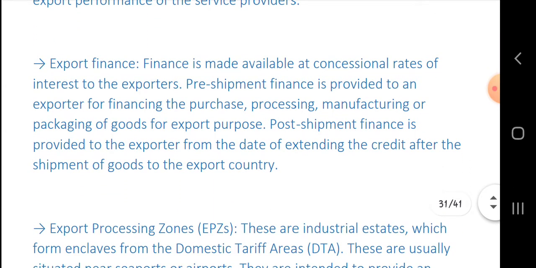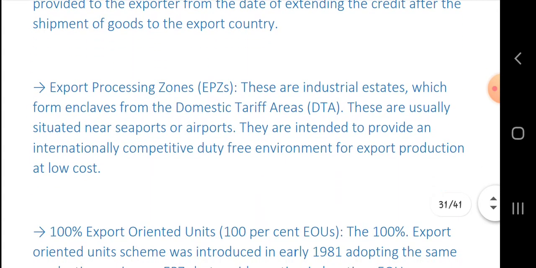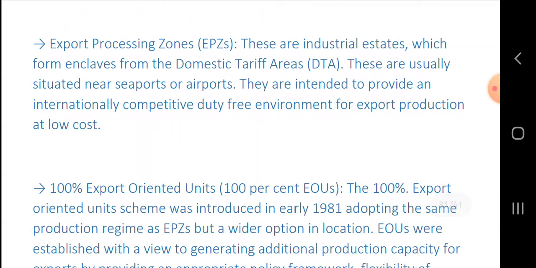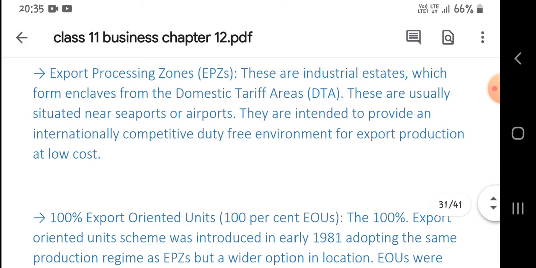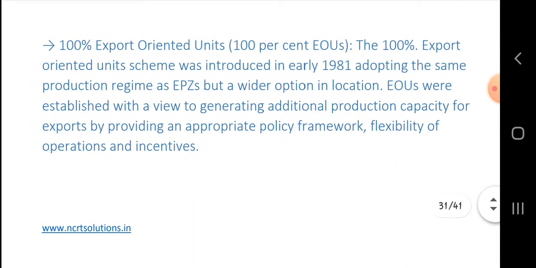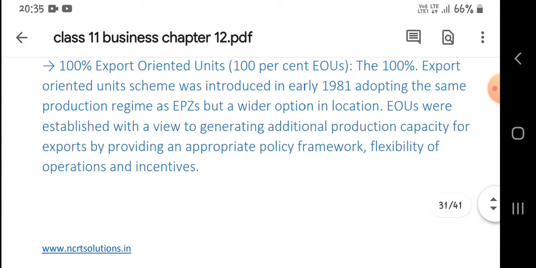And export finance: finance is made available at a concessional rate of interest to the exporter. And export processing zones: these are industrial estates which form enclaves from the domestic tariff areas. And the 100% export oriented unit scheme was introduced in 1981, adopting the same production regime as EPZ, with a wider option in location.